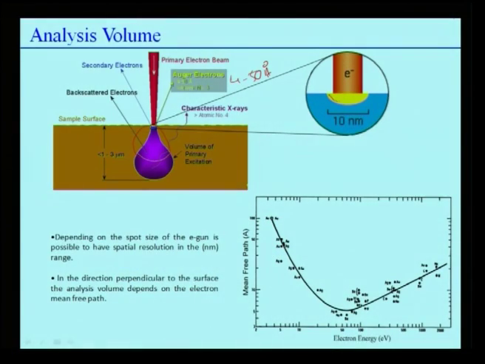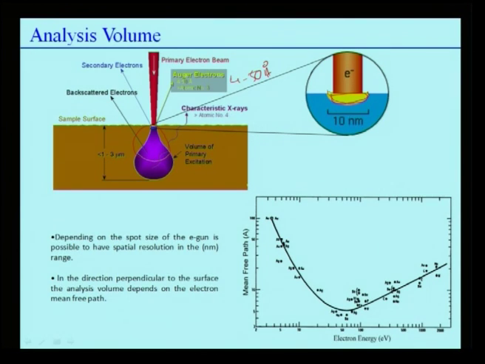So this is what is shown here. This is the electron beam you can see here, and this is the depth from which the information comes in Auger. It depends on the spot size and also the electron gun. The spatial resolution means this way, the XY direction, not the depth. For the perpendicular direction, surface analysis volume depends on the electron mean free path. That's what I have shown. If the mean free path is high, electrons can generate more Auger.